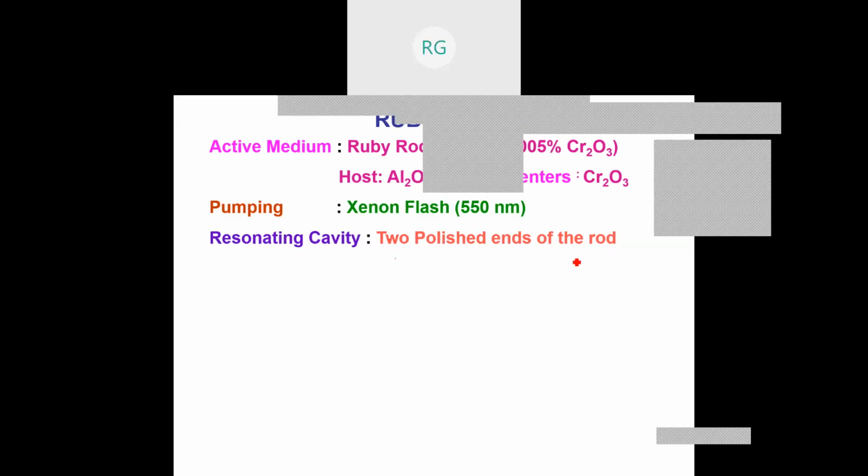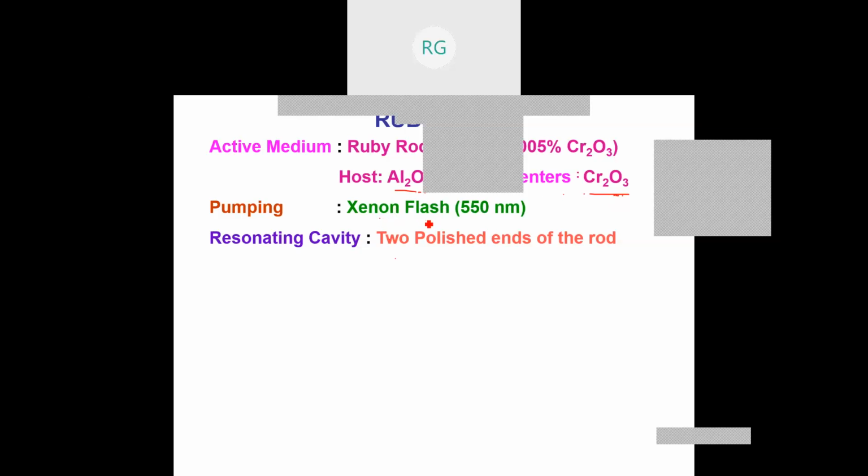Once you dope the chromium atoms, they will give rise to metastable states. So Al2O3 is the host and chromium is the guest, or we say active center. To pump the chromium atoms from lower energy level to higher energy level, we use xenon flash.